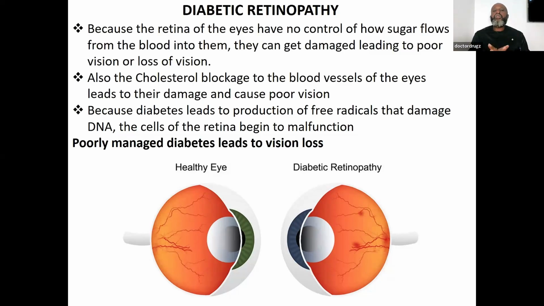And because diabetes leads to production of free radicals that damage DNA, the cells of the retina begin to what? Malfunction. In fact, poorly managed diabetes leads to vision loss. If you look at the eye here on the left, you see that it's very smooth. But just look at what diabetes is doing to this person's eye on the right here. It's already causing damage. Before you know it, the person begins to see in a way that they do not like.